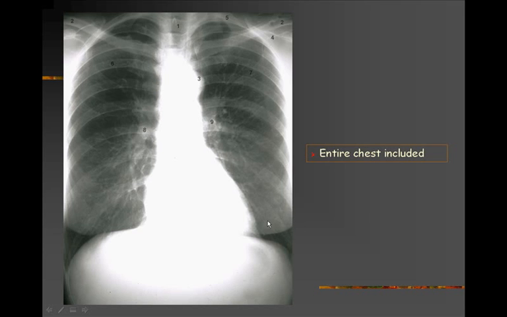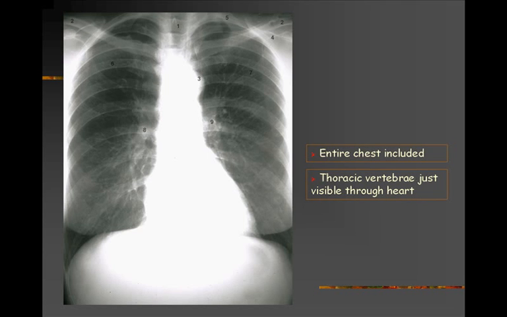A good landmark guide is the inclusion of the costophrenic angles on the right side here and on the left side, which is cut off from the image here. In this particular case, both the costophrenic or CP angles have not been included completely.